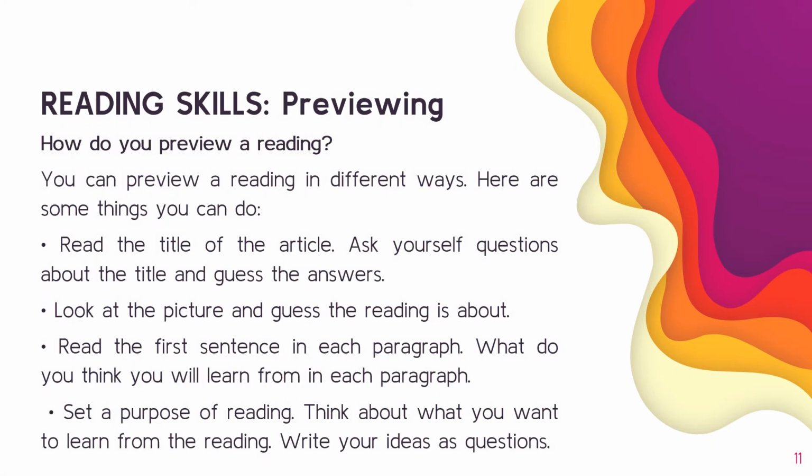So how do we preview a reading? There are different ways to do it. First, read the title of the article. Ask yourself a question about the title and guess the answer. Look at the picture and guess what the reading is about. You can also read the first sentence of each paragraph. If you have 5 paragraphs, you can read the first sentences and try to connect the ideas in your head. Then set a purpose for reading. Think about what you want to learn from the reading. Write your ideas as questions.